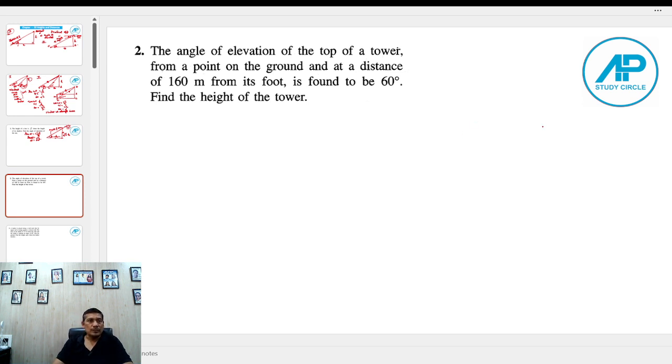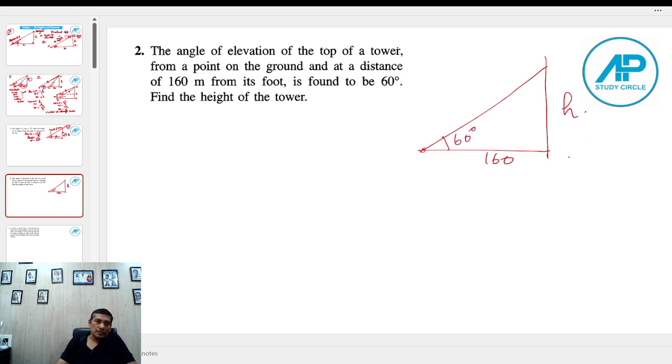The angle of elevation of the top of the tower from a point on the ground. So read the question very carefully. From the angle of elevation of the top of the tower, draw a perpendicular. From a point on the ground at a distance of 160 meters, it is found to be 60 degrees. Find the height of the tower.